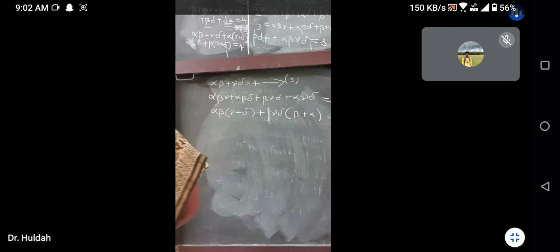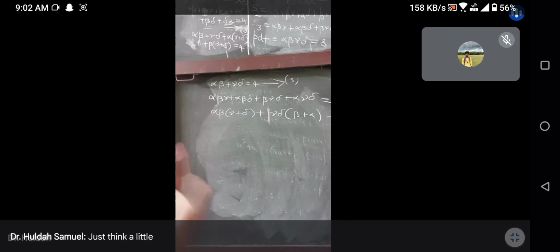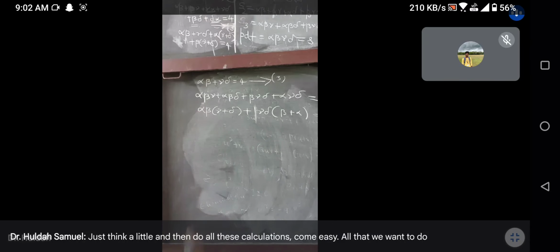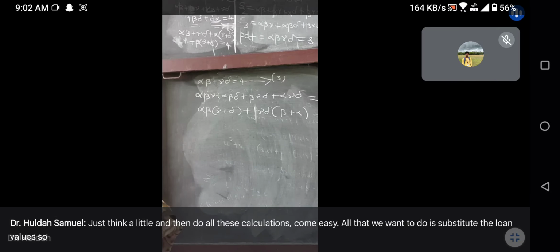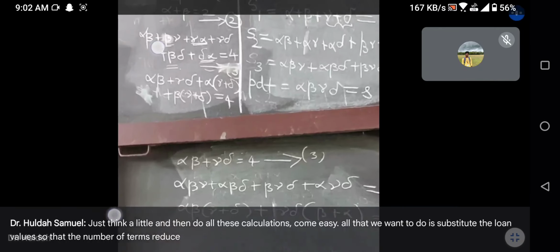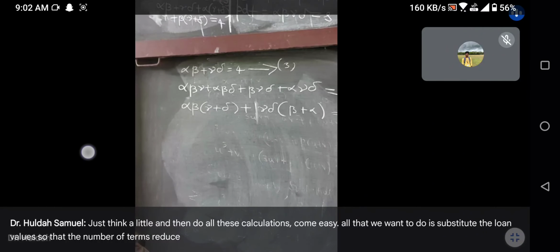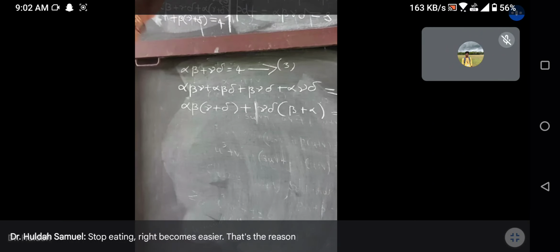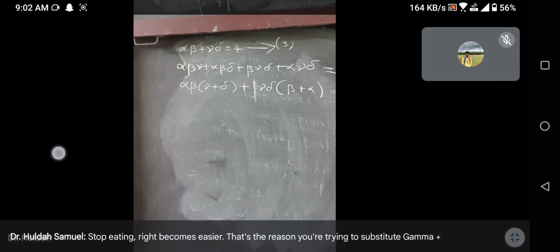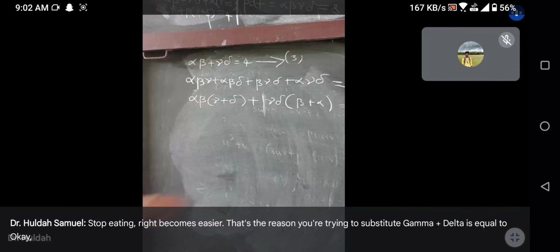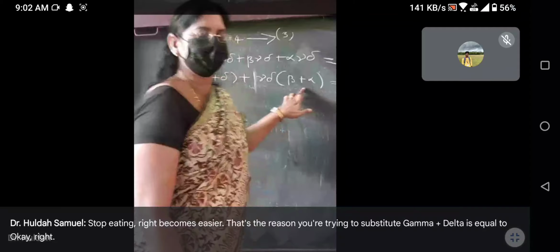Just ordinary calculation. If you just think a little and then do all these calculations, it becomes easy. All that we want to do is substitute the known values so that the number of terms reduce. If there are 4-5 terms it is difficult, but if you make it 2-3 terms, it becomes easier. That's the reason we are trying to substitute gamma plus delta is equal to 0. Of course, we know alpha plus beta value also.